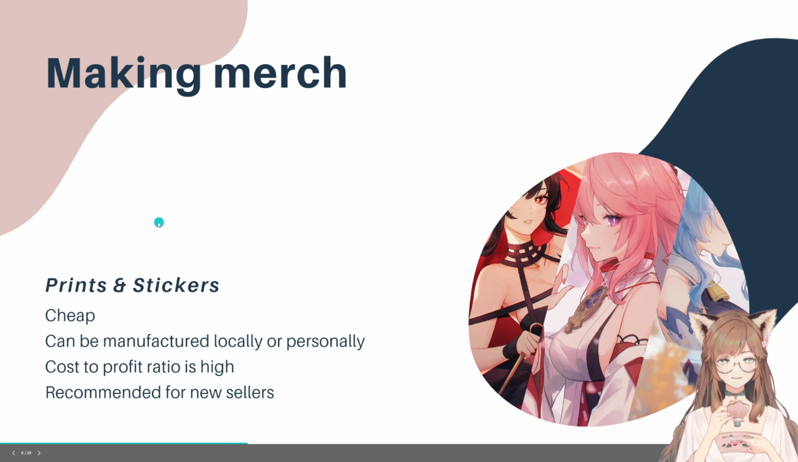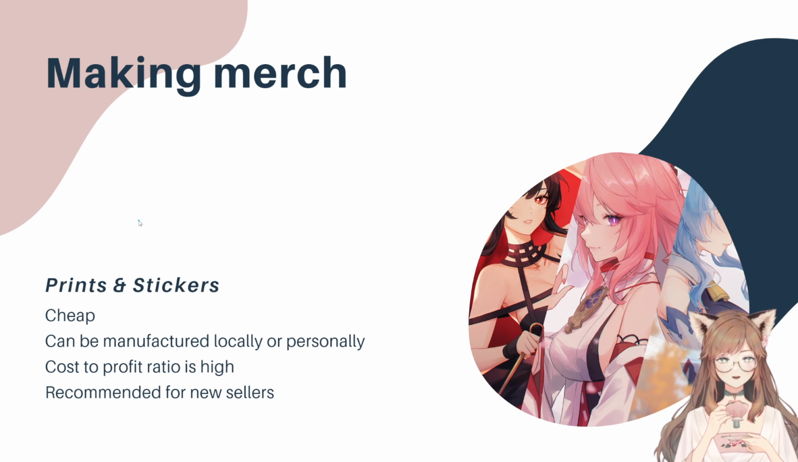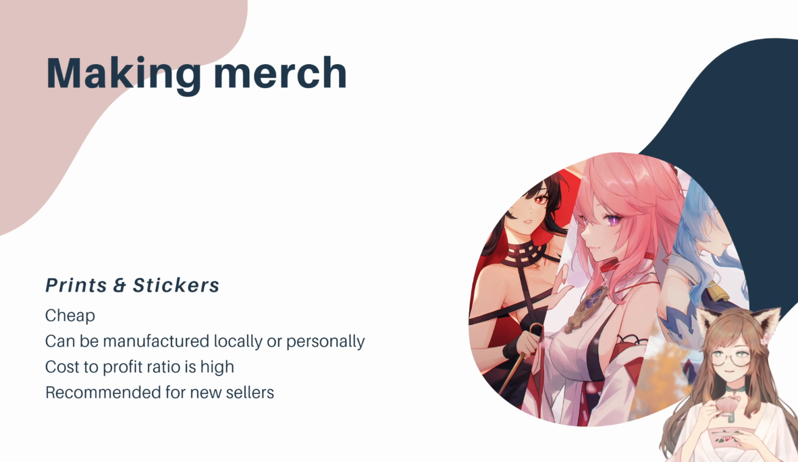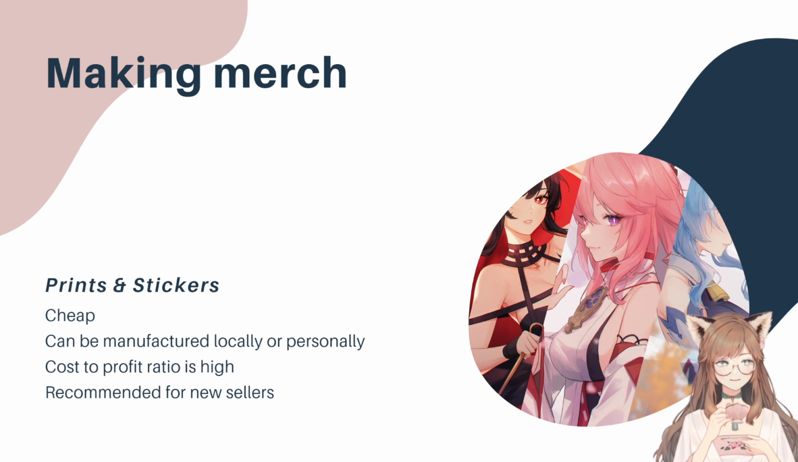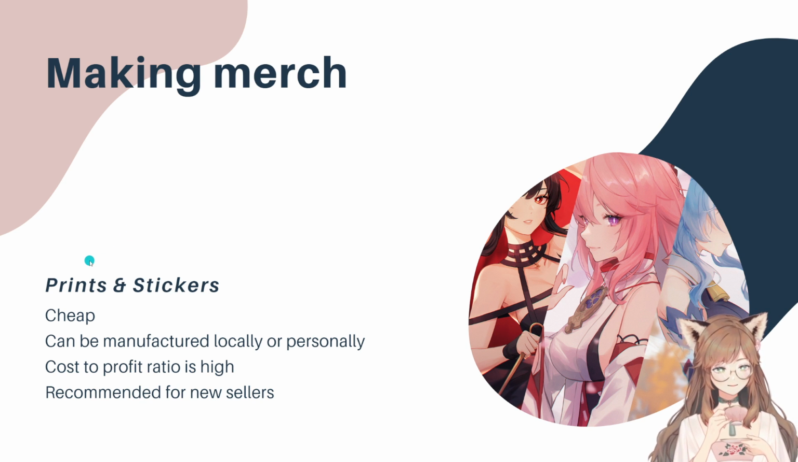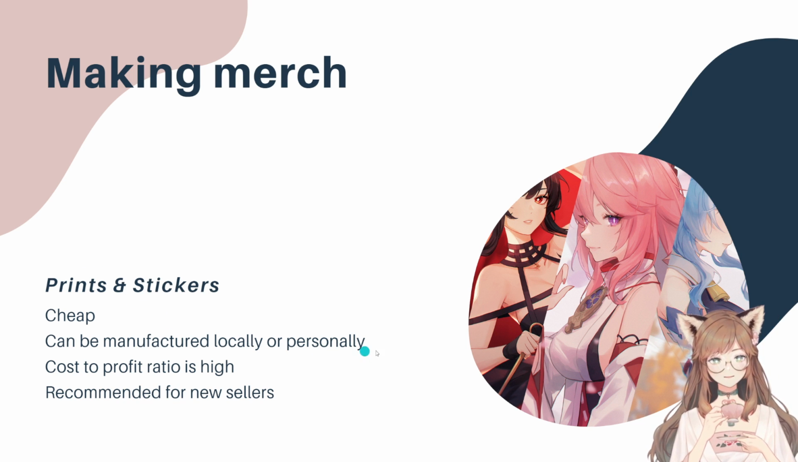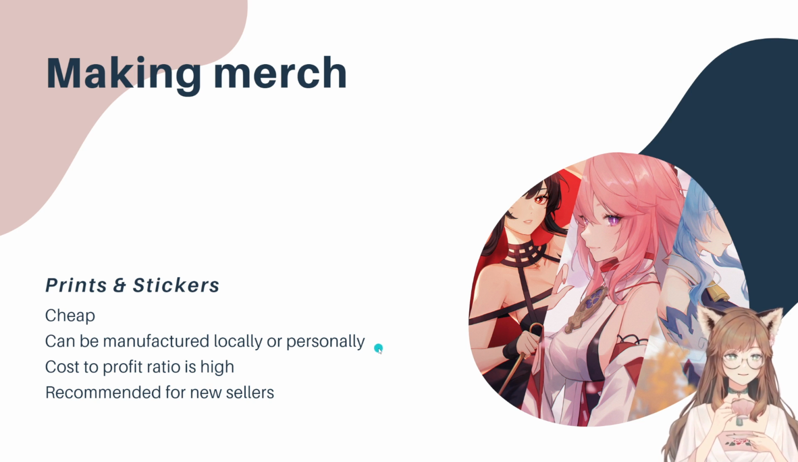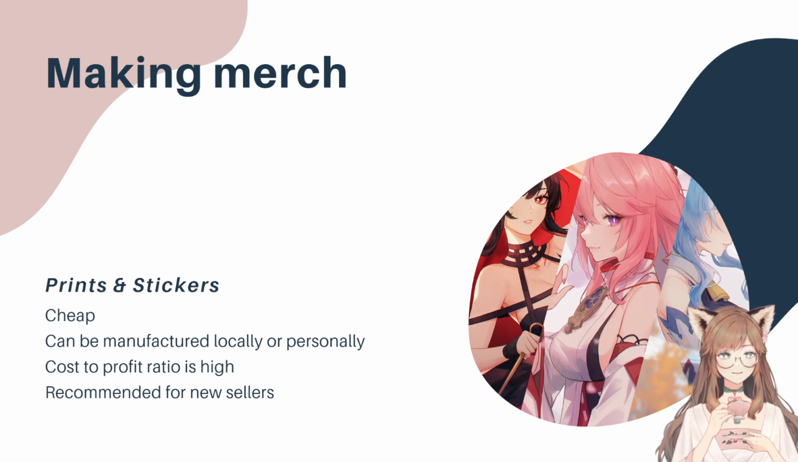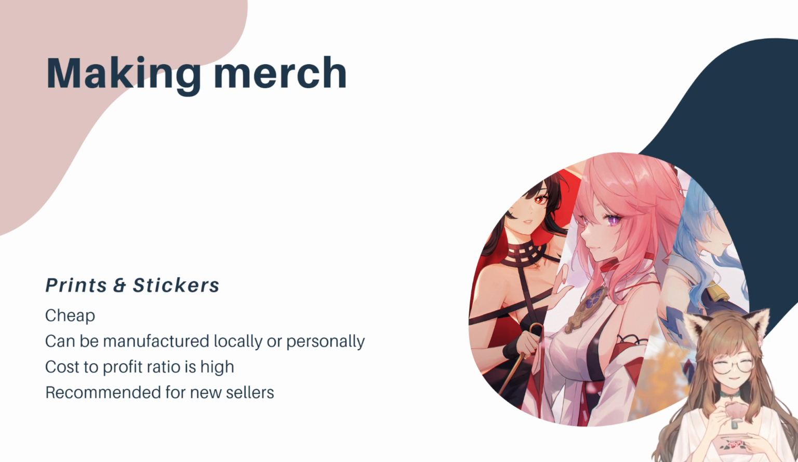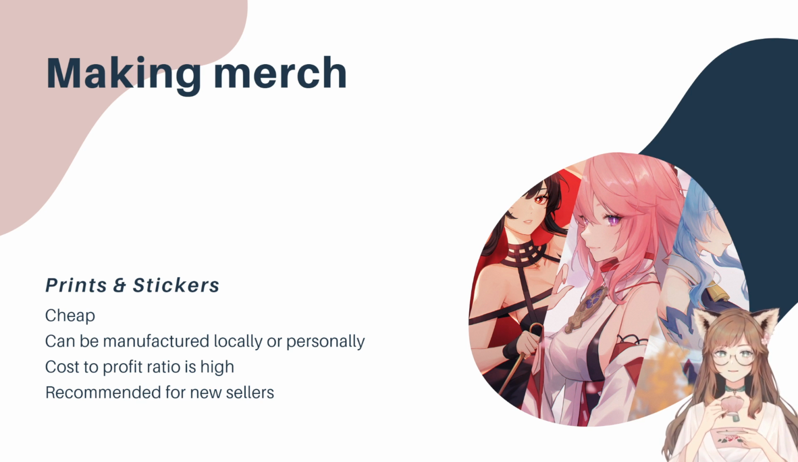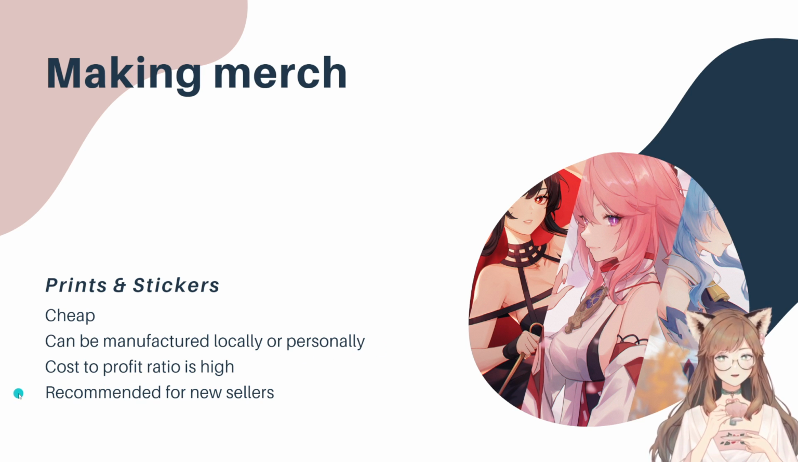Okay. So prints and stickers, I categorize them together because they're pretty similar in the way that you make them, for me anyway. But yeah, they're very cheap to make per item. You can make them either locally, or you can even make them yourself if you have a printer. You can buy photo paper and sticker paper. You can print them yourself. And the cost to profit ratio is high.